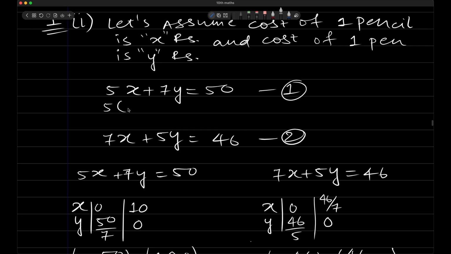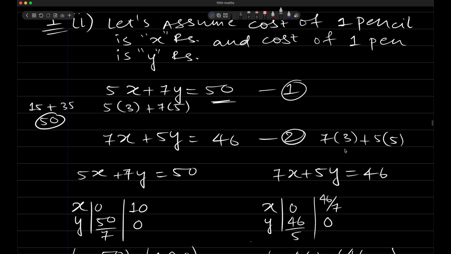for the first equation you will get 5 3s are 15 plus 7 into 5 is 35, that is equal to 50, the right hand side. For the second equation, if we put x is 3 and y is 5, you will get 5 5s are 25 plus 7 into 3 is 21, we will get 46, that is equal to the right hand side.